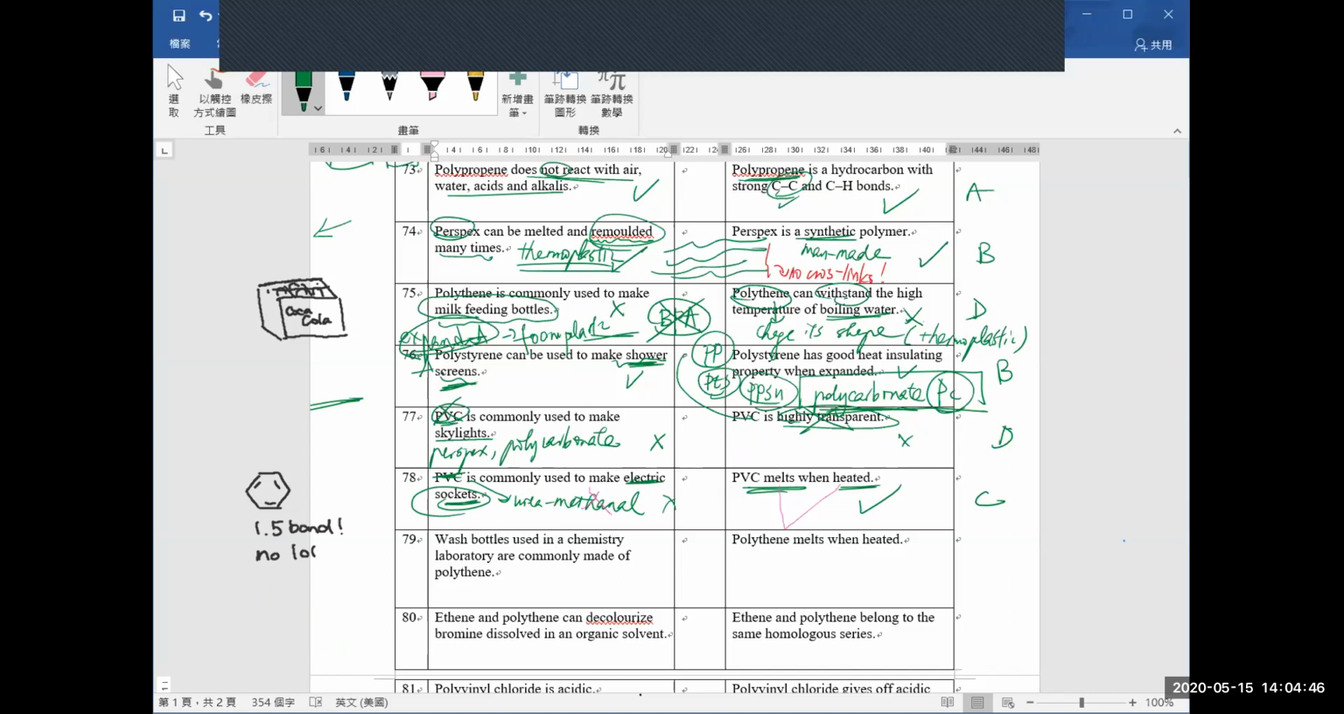79. Wash bottles used in a chemistry lab are commonly made of polythene. Polythene melts when heated. Yes, low density is soft enough, right? It's soft, but not that one. Yes, that statement is correct, but it cannot explain. I just want to make it soft.